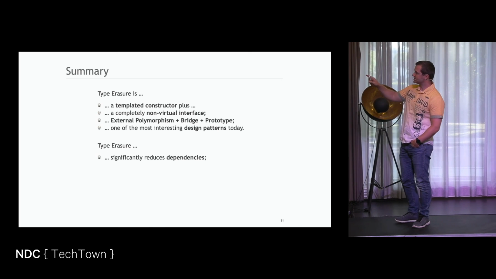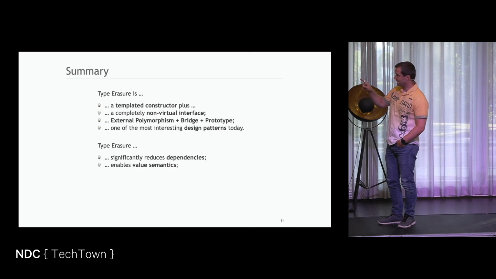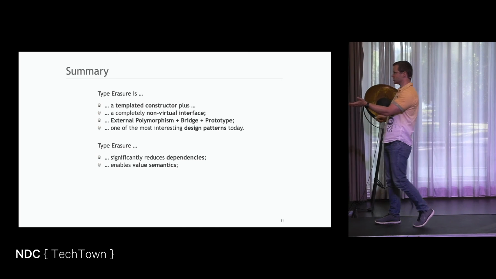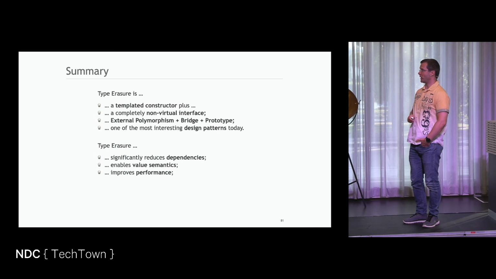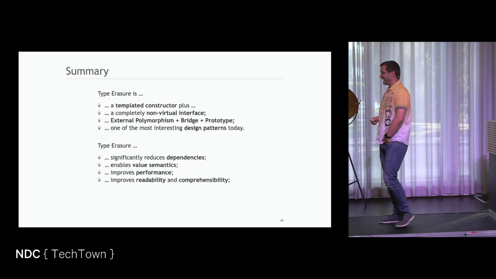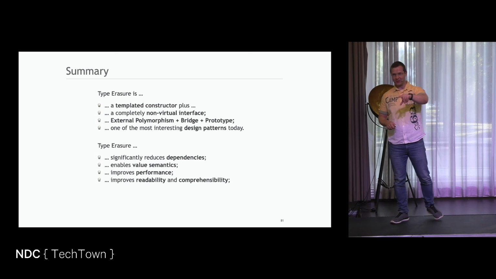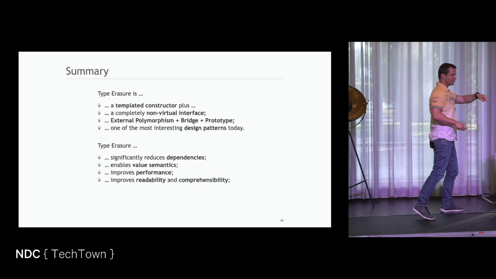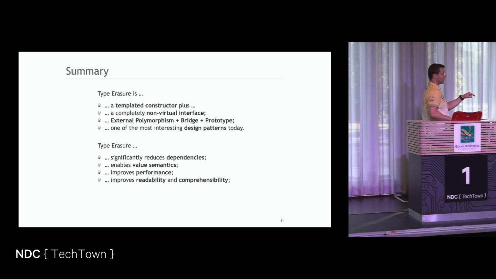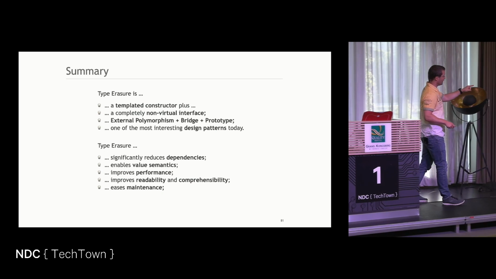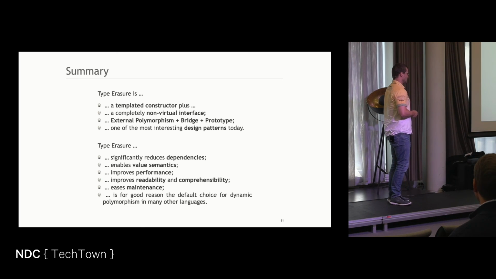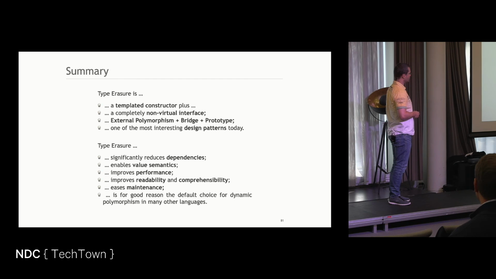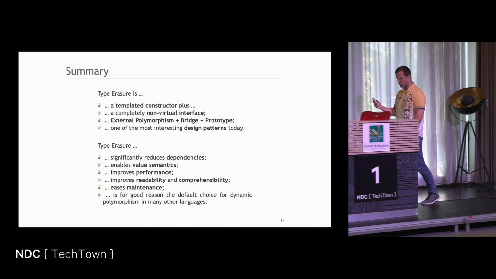So Type Erasure significantly reduces dependencies. It enables value semantics, what we just do today in C++. It improves performance, potentially quite a bit. It improves readability and comprehensibility. And please do not think about the implementation. It's inside the wrapper. Okay, it's a little messy, but outside, amazingly beautiful. It eases maintenance because it's easier, absolutely. And it's for good reason the default choice for dynamic polymorphism in many other languages. In C++, we do this ourselves. In other languages, you get this by default without even realizing.